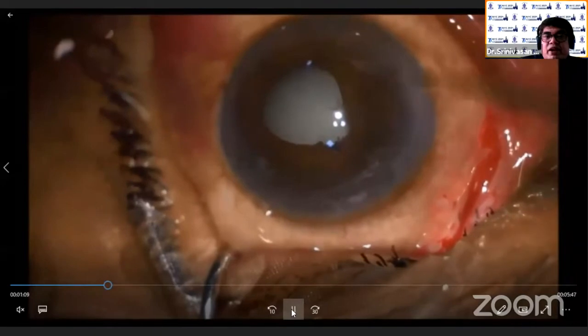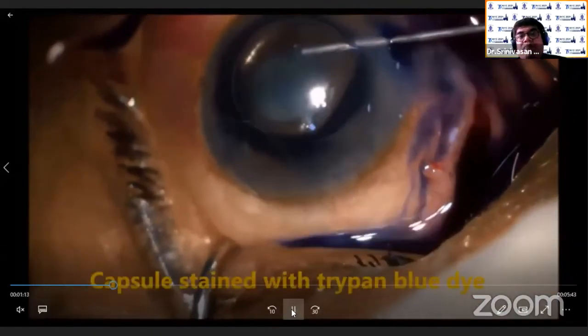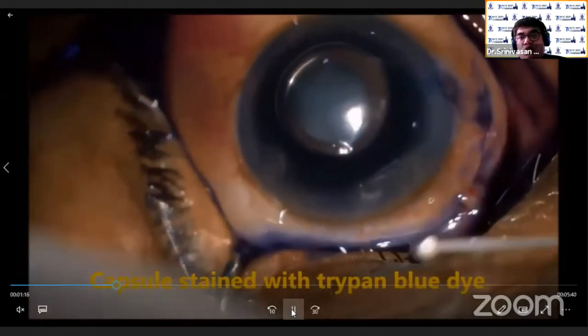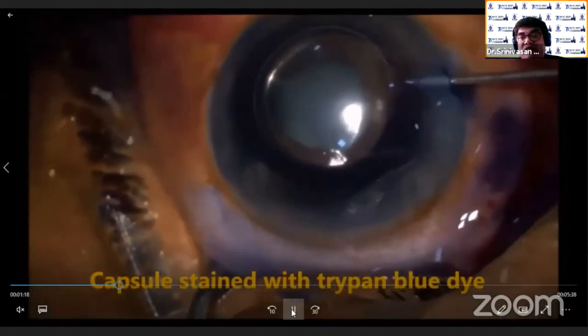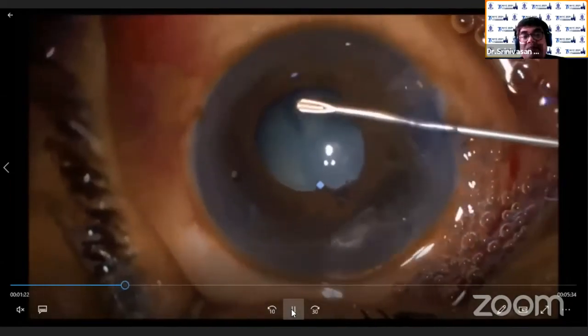Side port entries are made on both sides. Be very careful while doing the side port entry. It should not be very large, so that there cannot be any wound leak or an iris prolapse, which is very common in these surgeries. Even for the main port entry, you have to be very careful that you make a 3-plane incision.